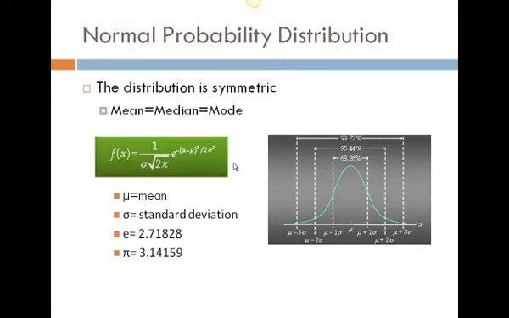The standard deviation determines the width of the curve. So if there's more dispersion in the data, then your standard deviation would be higher, and therefore your curve would be flatter and wider. And the probabilities are interpreted as the area under the curve. So same as we did with the uniform probability distribution, but here the probabilities will change. They will not be uniform. They will vary as we move along the curve.